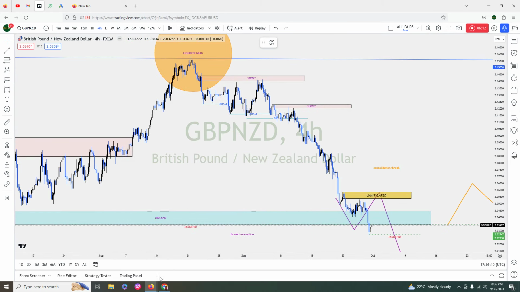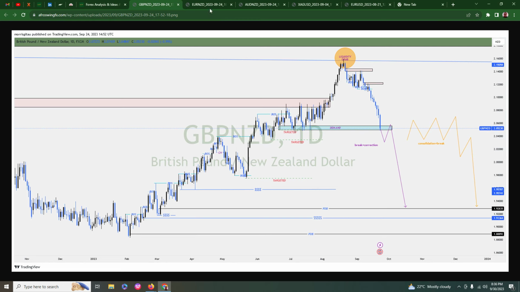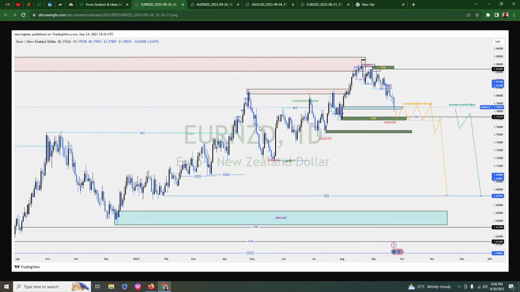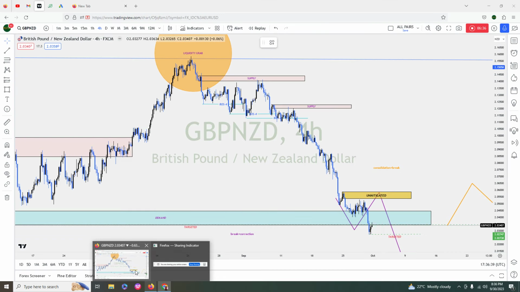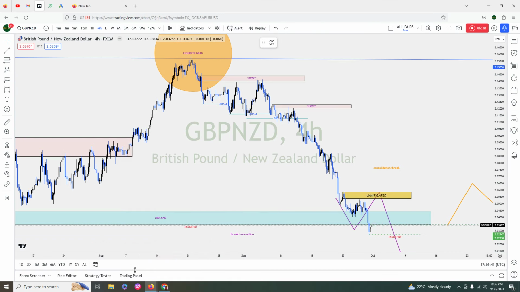So the next pair would be, let me see, EURNZD. Again, we had a proposal. There will be a consolidation, break, retracement, continuation. Or there was going to be a clean break, a correction, and a continuation targeting 1.67. And this analysis was posted on September 24th, 2023. So this was the last week of September.